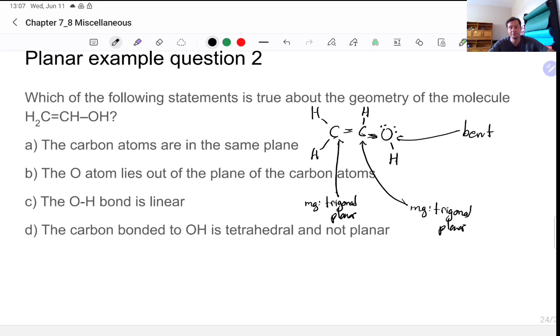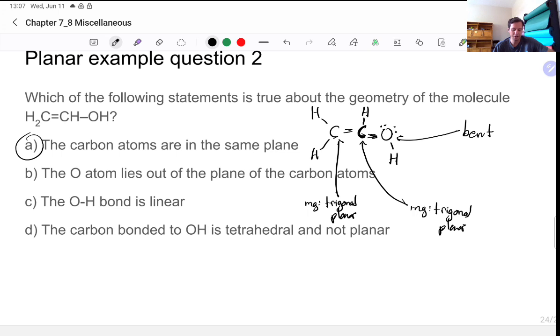Okay, so let's look at what they're asking us about the shape of the molecule. The carbon atoms are in the same plane. Well, if we're looking at this carbon, it's trigonal planar. So that means that, yeah, it's in the same plane because they're bonded to each other in a trigonal planar bond, which is in the same plane. It only has one plane, so that looks correct. Let's look at the other options though.